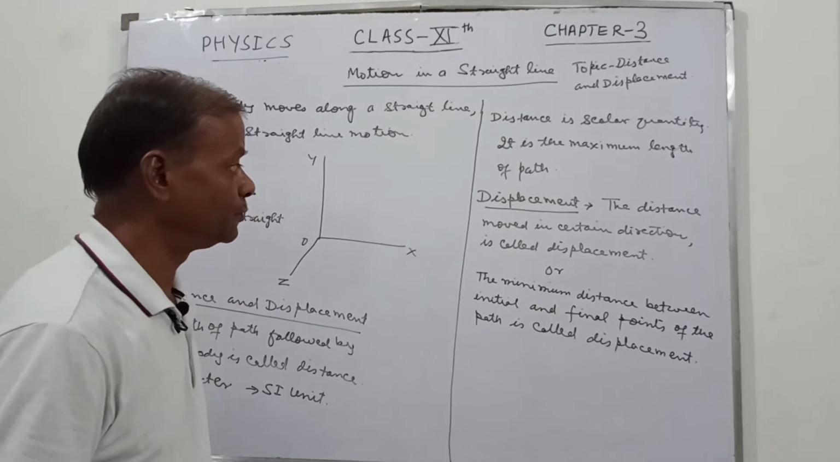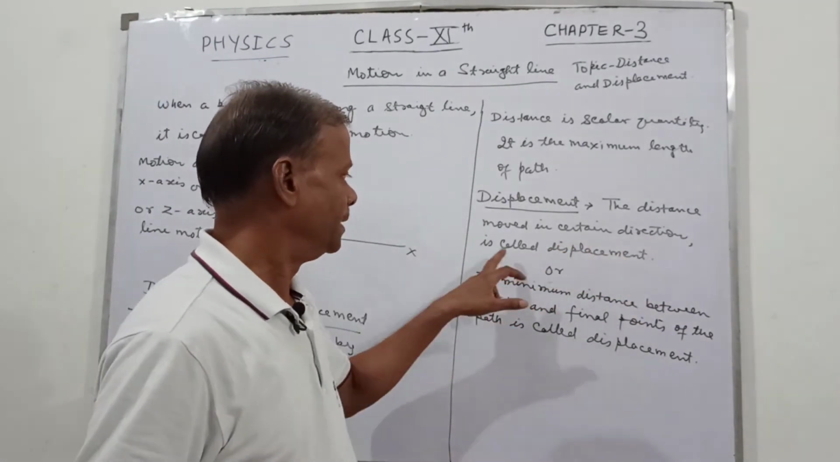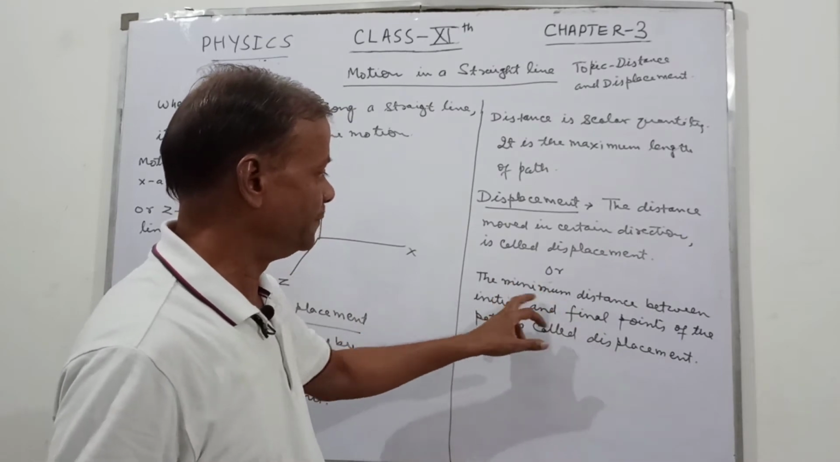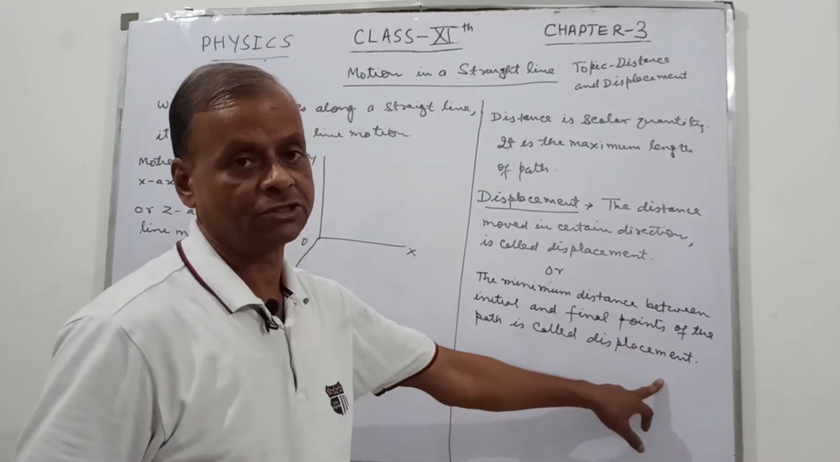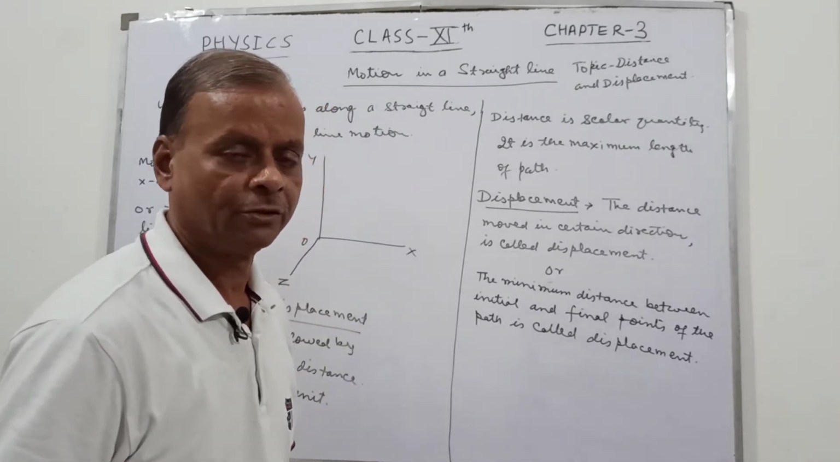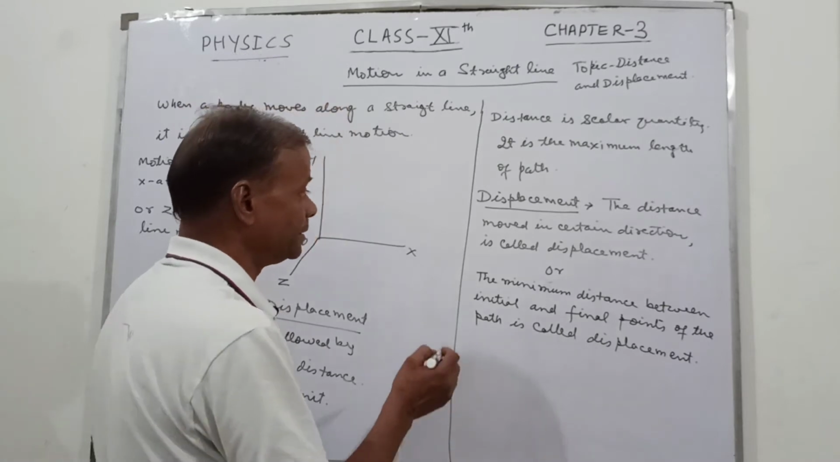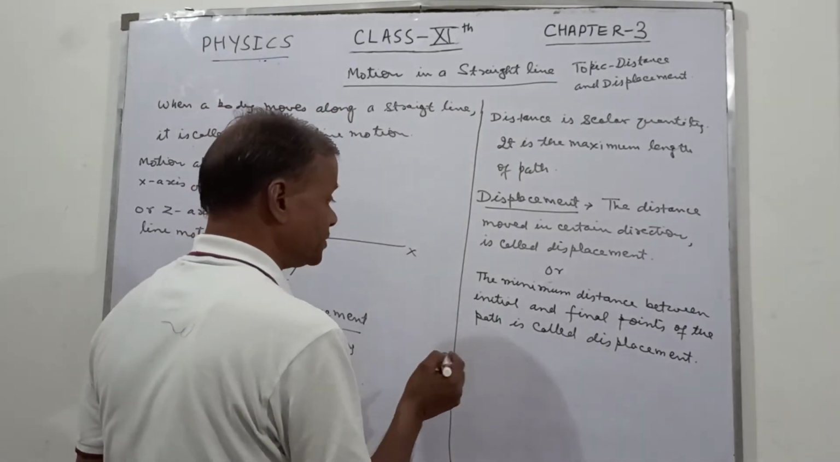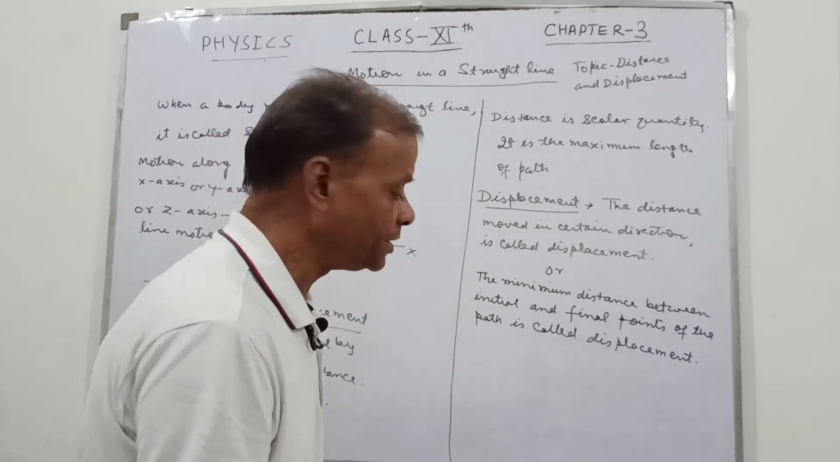The distance moved in a certain direction. Here we are concerned with the direction. Is called the displacement, or the minimum distance between the initial and final points of the path is called the displacement. So this is the minimum distance. This is also the distance. This is also measured in meter. The unit is meter.